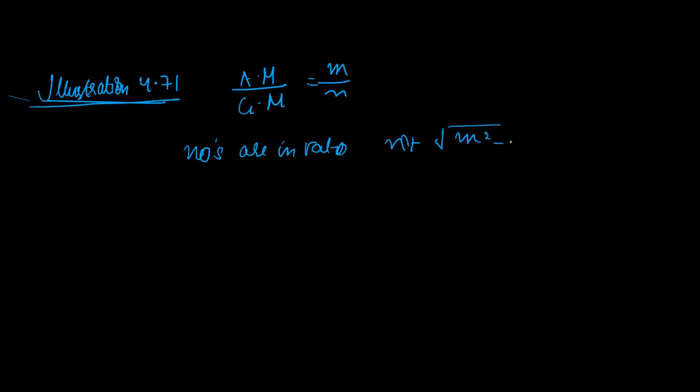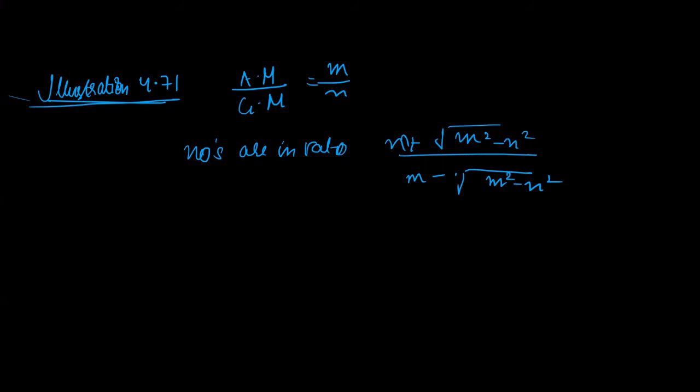Which says if AM and GM of two numbers are given as m by n in ratio, then what you have to prove? Then prove that the numbers are in ratio m plus root of n square minus m square, and m minus root of n square minus m square. This you have to prove. I'm just writing the statement.